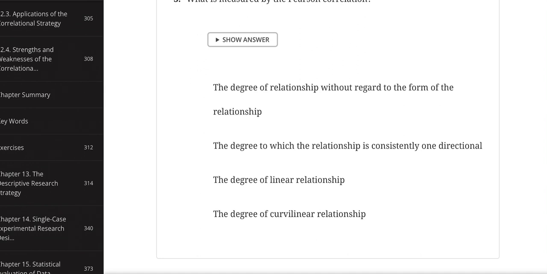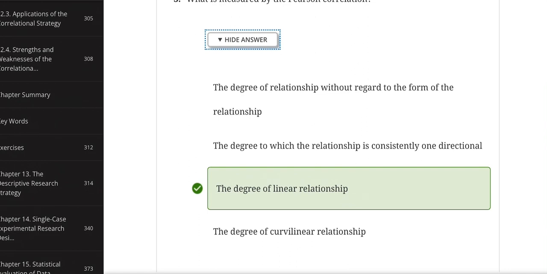What is measured by the Pearson correlation? Hopefully you guys remember that Pearson is for a linear relationship. Okay, so when you see Pearson, automatically associate that in your brain with linear relationship. Okay, so that is it for section 12.2. And if you guys have any questions, I'm here.